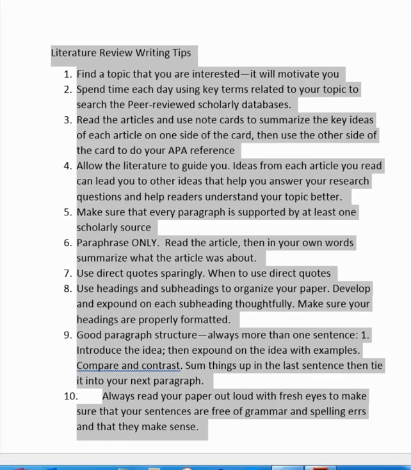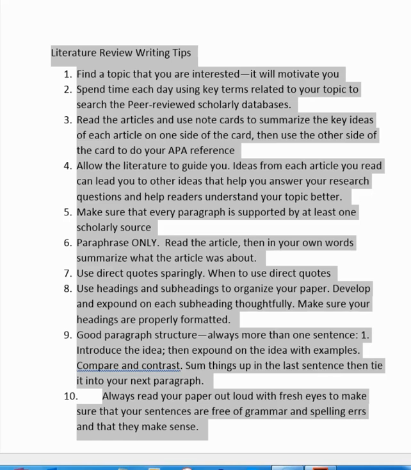Number 4, allow the literature to guide you. Ideas from the articles you read can lead you to other ideas that help you answer your research questions and help readers understand your topic better. As you go along, you may find that more and more ideas related to your topic are popping up. That gives you an indicator that these are other search terms that you can use in the scholarly databases to help really paint a good picture about the phenomena or concepts related to your research.